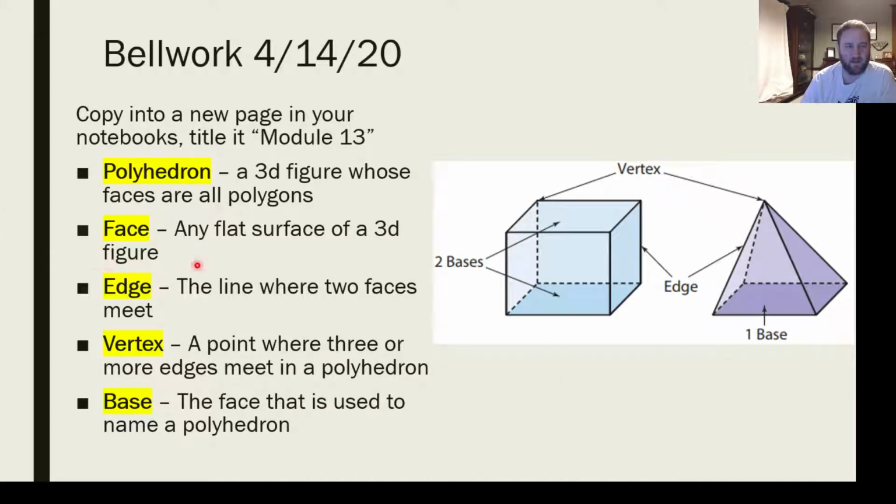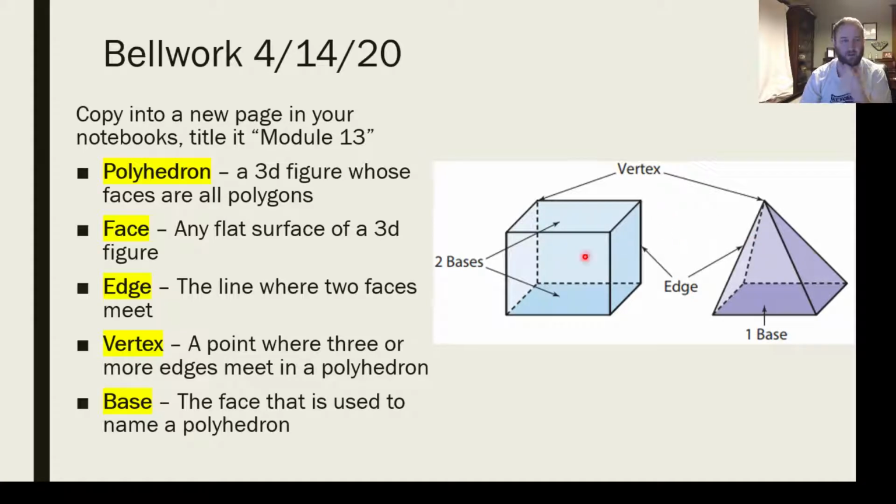A face is any flat surface of a 3D figure. So you'll notice that this right here is a prism. Okay, it's got a face right here. It's got a face on the side, another face on the other side. There's a face on the back of the prism, and then there's a face on the bottom and on the top as well. Okay, this pyramid right here has 5 faces. There's two faces on the side, 2 faces on the front and back, and then a face on the bottom as well.